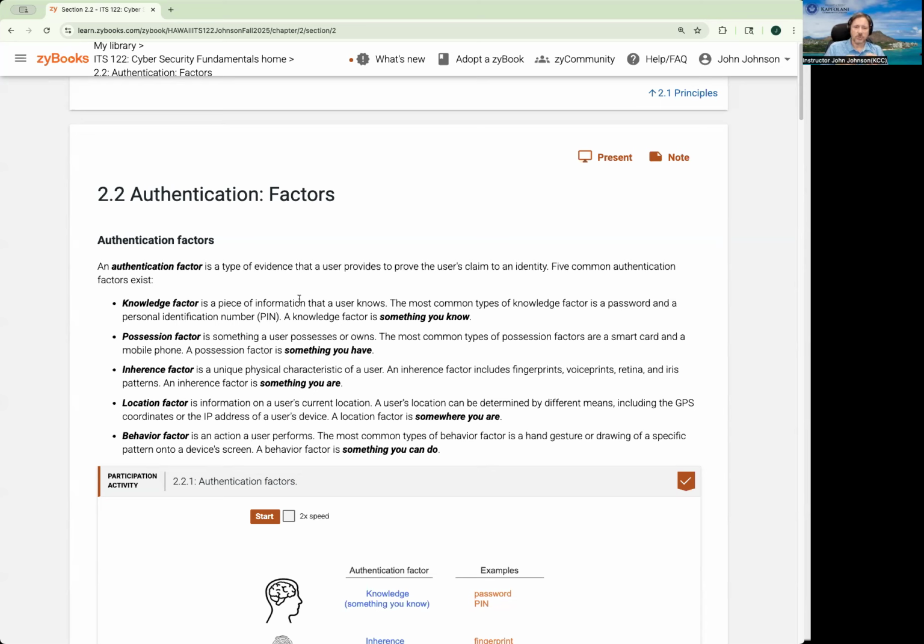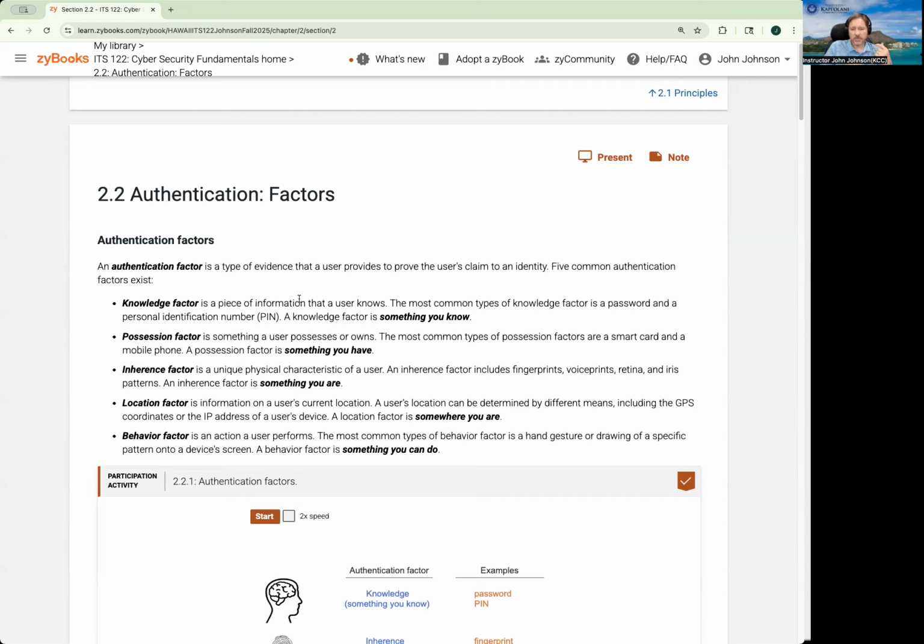So we have five common authentication factors. One is a knowledge factor. This is the factor that you're most familiar with. This is going to be something that you know, like a password or a PIN number, something like that. So we call this knowledge factor. It's called a knowledge factor, but it's something you know.